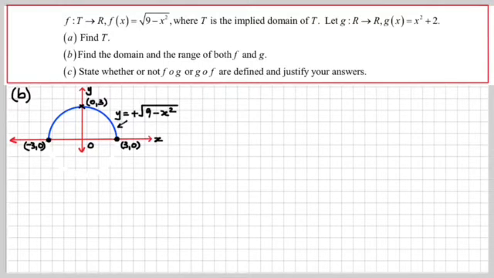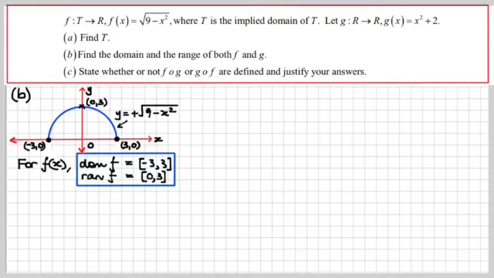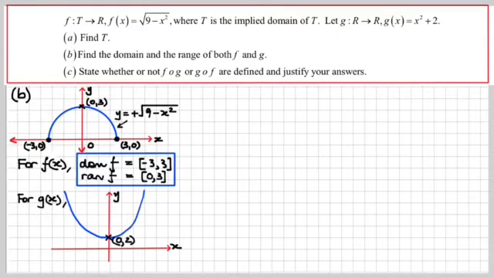Now, we've got to go on and do part B now. The domain and the range of both f and g. Alright, for f of x, which is this little beastie, we know that the domain is from minus 3 to plus 3 inclusive. We just worked that out. The range, on the other hand, is from 0 to 3 inclusive, as you can see on the graph. Quite clearly, can't you? Excellent. Now let's deal with g of x now. g of x is a quadratic. It's x squared plus 2, no restrictions on it. So therefore, there it is, guys.